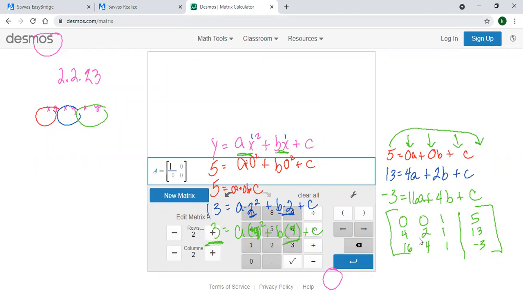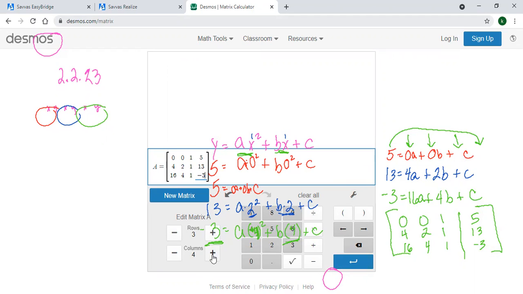The matrix over on the right side of the screen here was 3 rows and 4 columns. So I've got to click down here to add another row and add 2 more columns. And then we just type it in. So I've got my 0, 0, 1, 5, 4, 2, 1. That green matrix in the bottom right is what I'm typing in right now. 13, 16, 4, 1, -3.